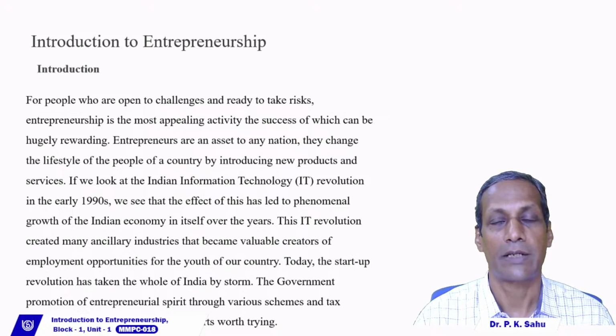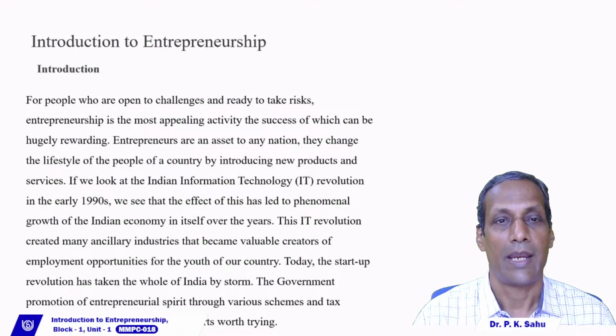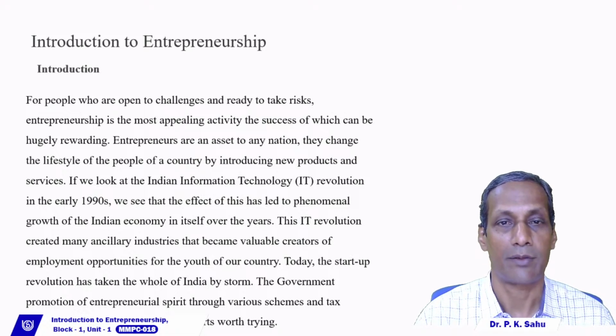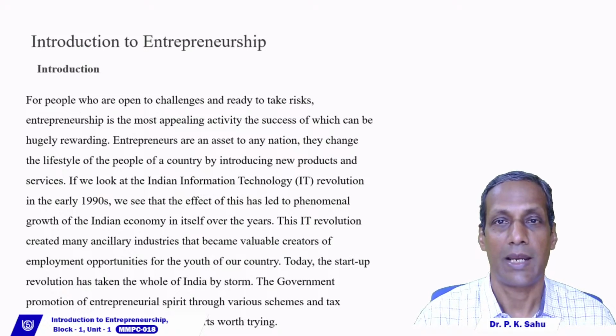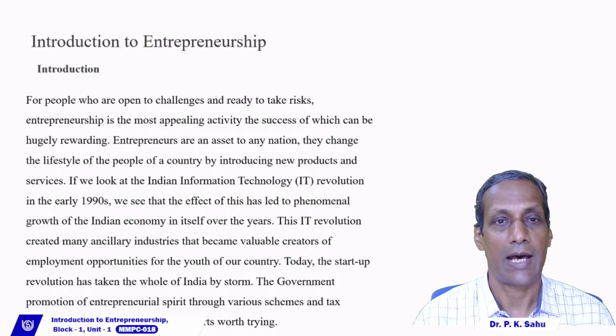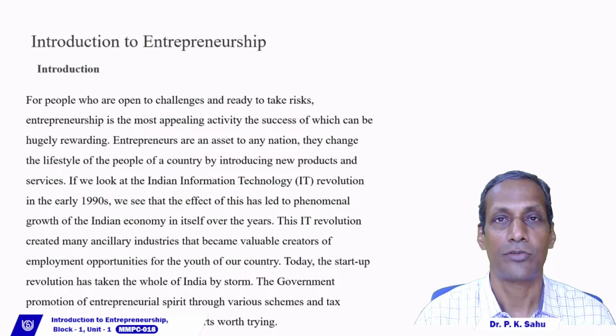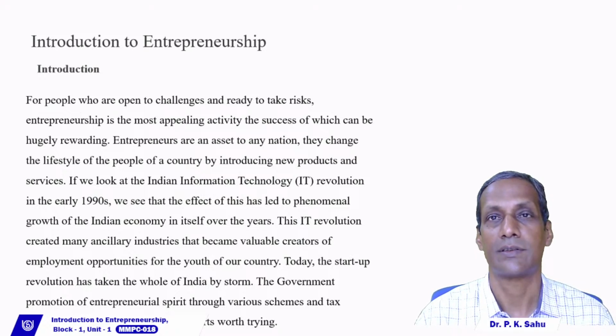So if you take up a career as an entrepreneur, and if you really apply what is required in entrepreneurship, if you follow strictly the process of entrepreneurship, you will achieve success and it will be a highly rewarding experience for you in life. So entrepreneurs are an asset to any nation. They change the lifestyle of the people of a country by introducing new products and services.